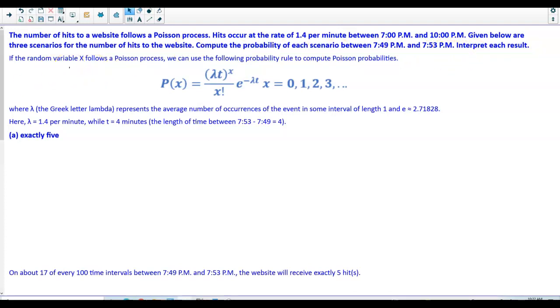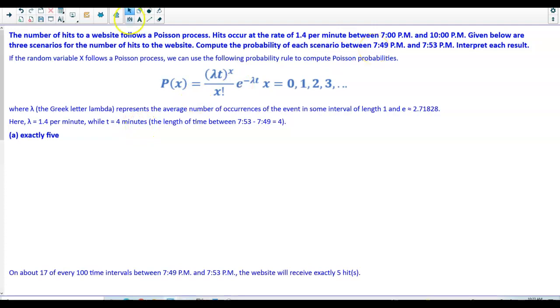Now, if the random variable x follows a Poisson process, we can use the following probability rule to compute Poisson probabilities. Here is the formula. P of x is equal to lambda times t to the power of x over x factorial times e to the negative lambda times t, where x can be equal to 0, 1, 2, 3, and so on. Lambda represents the average number of occurrences of the event in some interval of length 1, and e is approximately 2.71828.